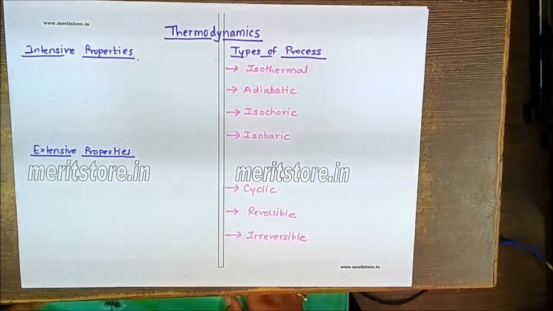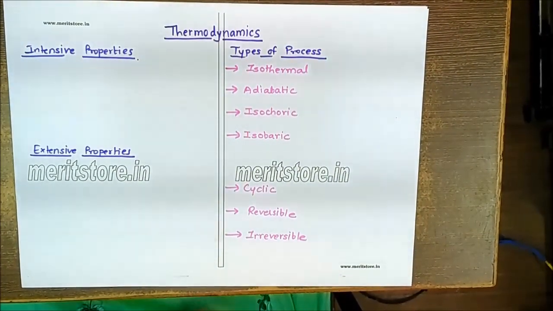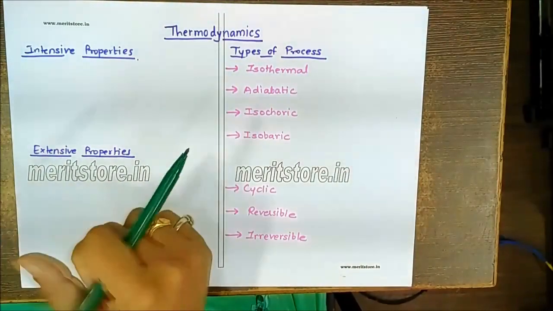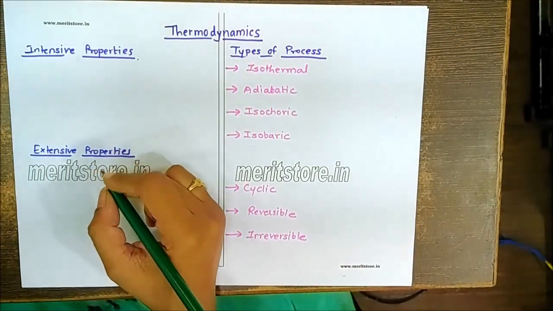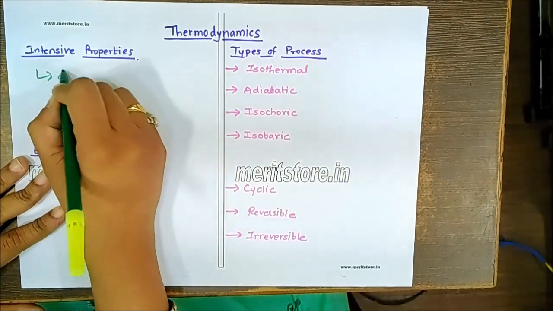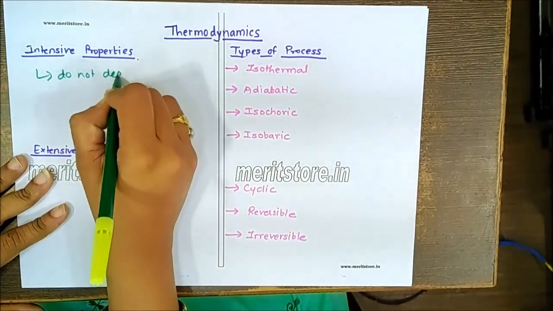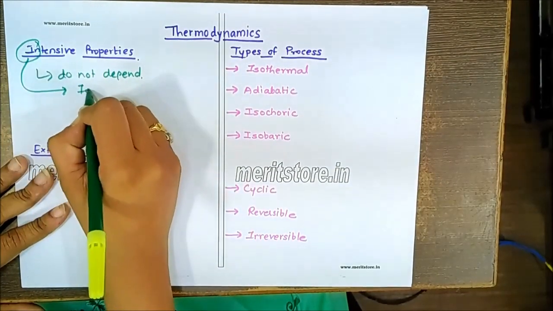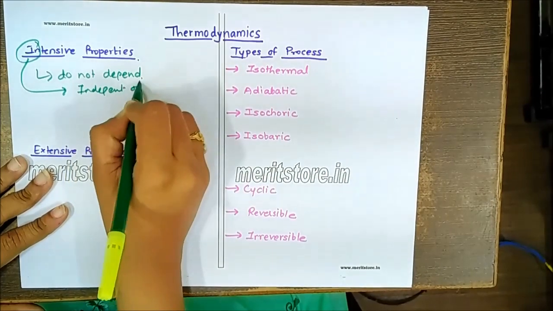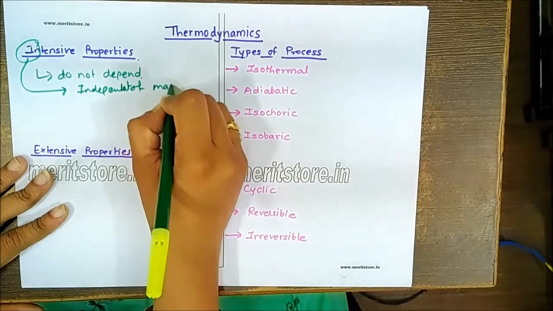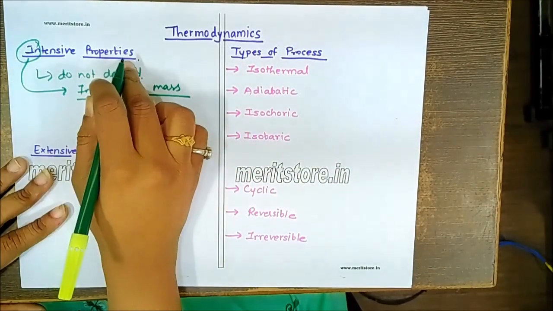Let us talk about some important points related to thermodynamics. First of all, we'll focus on the intensive and the extensive properties, which depend on the amount of substance. When a property does not depend on, or is simply independent of, the mass, we call this property an intensive property.